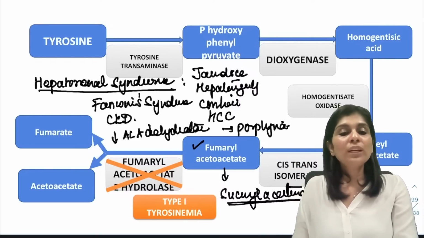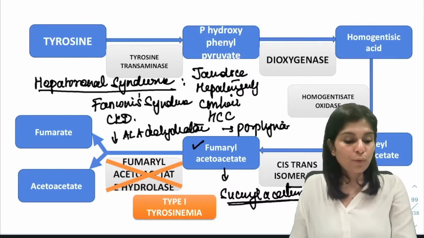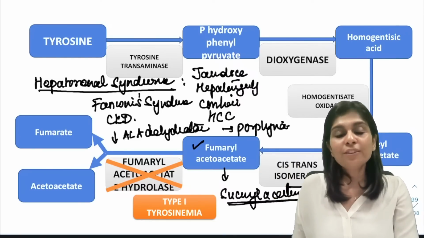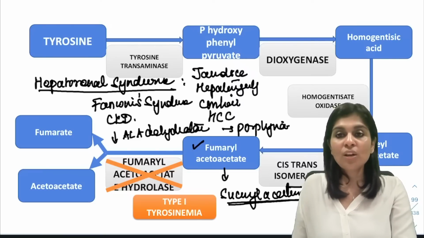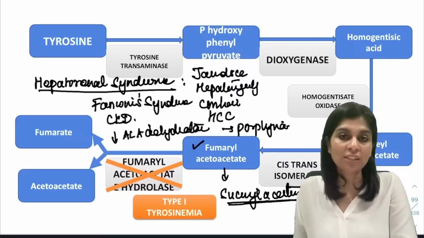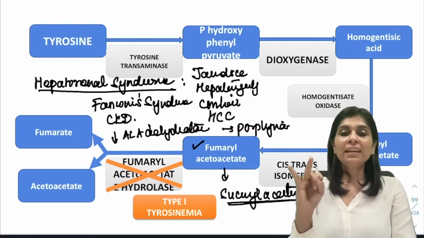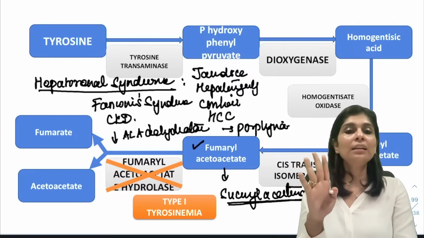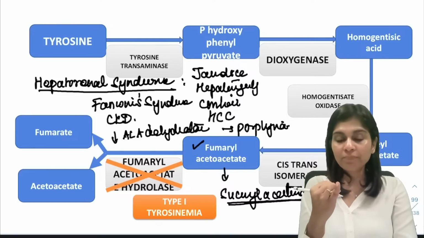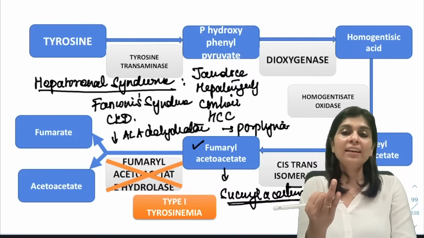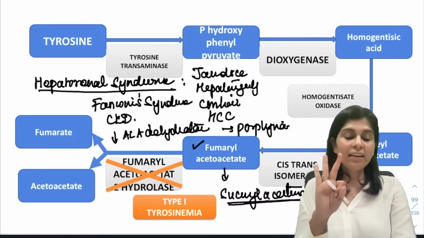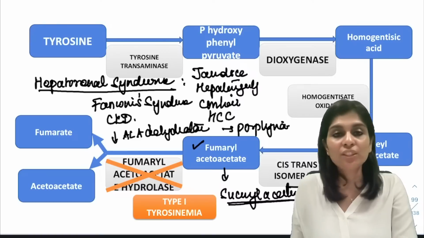So type 1 tyrosinemia is caused by the defect of what? It's caused by the defect of the last enzyme, fumaryl acetoacetate hydrolase. It's called hepatorenal syndrome. Just the name will tell you its manifestations: jaundice, hepatomegaly, cirrhosis, hepatocellular carcinoma, Fanconi syndrome, chronic kidney disease. Because it inhibits delta ALA dehydratase, it mimics porphyria. Succinyl acetone is a pathognomonic feature.